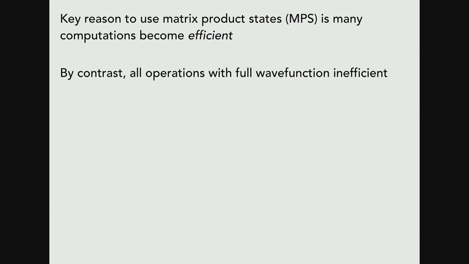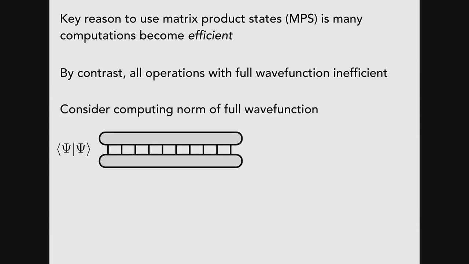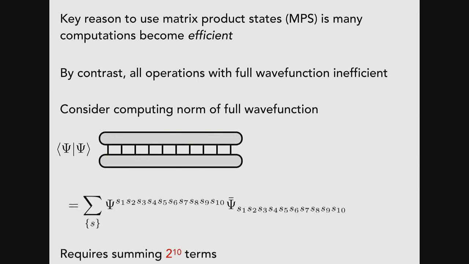Most operations with a full wave function would be inefficient. Even storing it would be inefficient. So let's be concrete about it. Let's consider we have a full many-body wave function with n sites. This is the graphical notation for the norm or the overlap of a wave function with itself, or it could be two different wave functions. So what is that? That's a sum over all 2^n different indices at once.